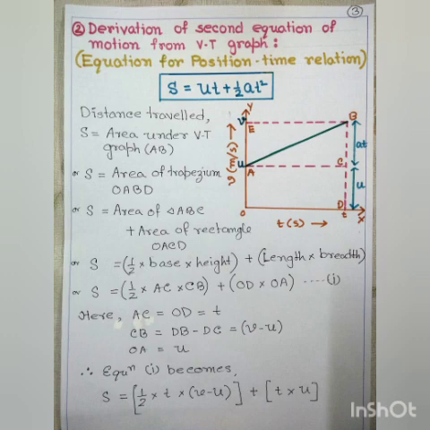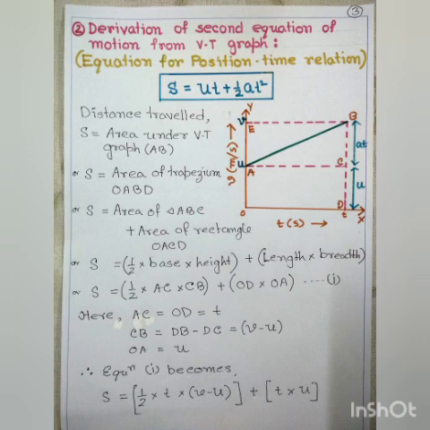Now what is the formula of area of triangle? You know, half into base into height, and for rectangle, length into breadth. For the triangle, base here we have considered AC as base of the triangle and CB as height of the triangle. So area of the triangle is half into AC into CB. And for the rectangle, length is OD and breadth is OA. So area of the rectangle is OD into OA.